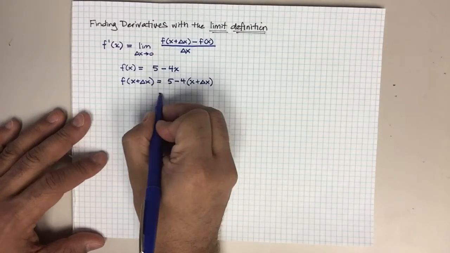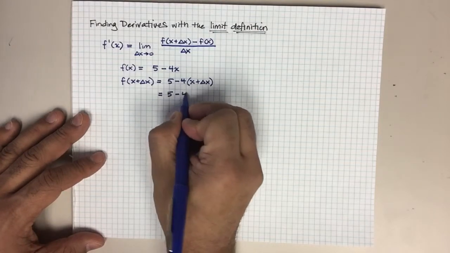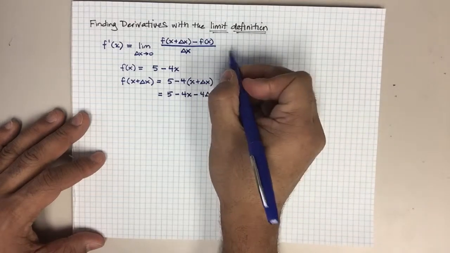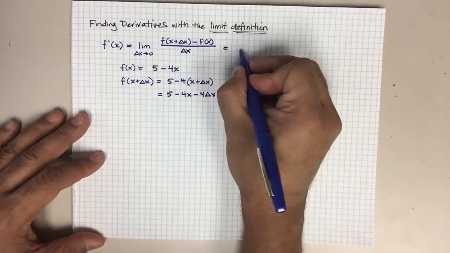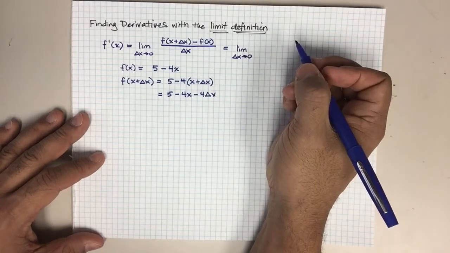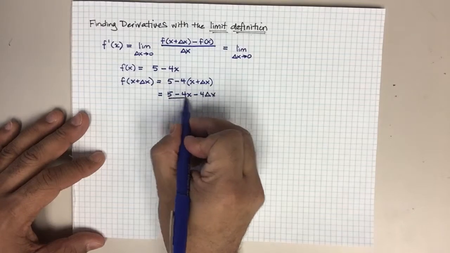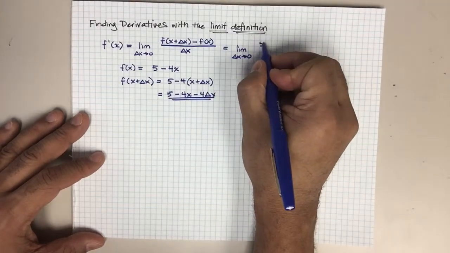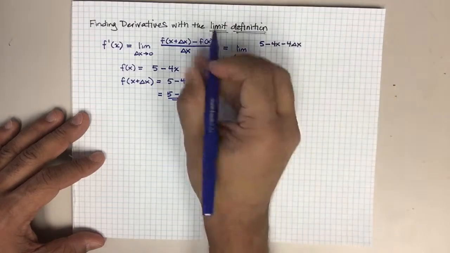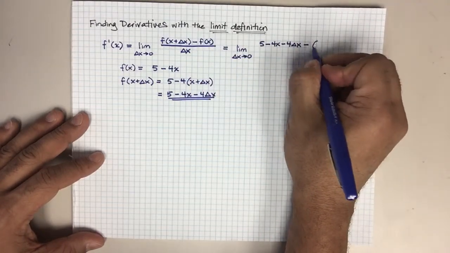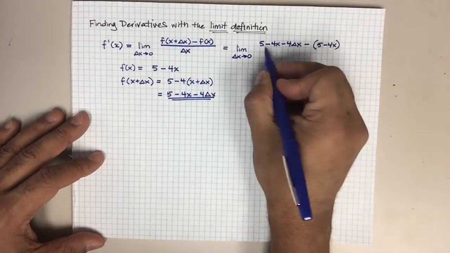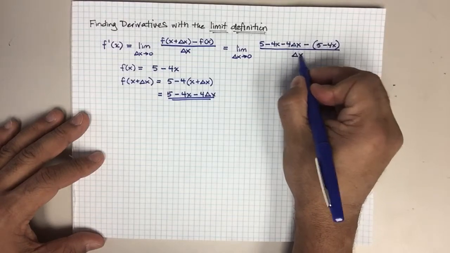I'm just going to reduce that a little bit right now. It's 5 minus 4x minus 4 delta x. So when you're writing out this limit, for this example, your limit would be of the function f of x plus delta x, so this expression right here, 5 minus 4x minus 4 delta x, minus the original function, so 5 minus 4x, all over delta x. And we want to evaluate this limit.